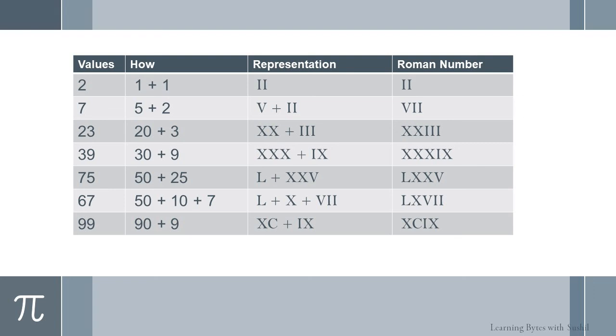39, it is XXXIX. 75, it's 50 plus 25, that is L plus XXV. Very simple to do. 75 is 50 plus 25. Similarly for 67, it is 50 plus 10 plus 7, and 99 is 90 plus 9. So 99 is very interesting. You cannot subtract 1 from 100. I can only be subtracted from V and X. So it is 90 plus 9, which is XCIX. Wasn't that simple to make the smaller numbers?